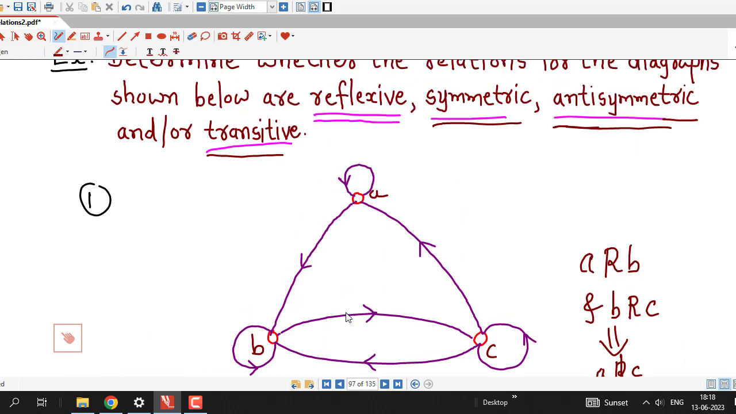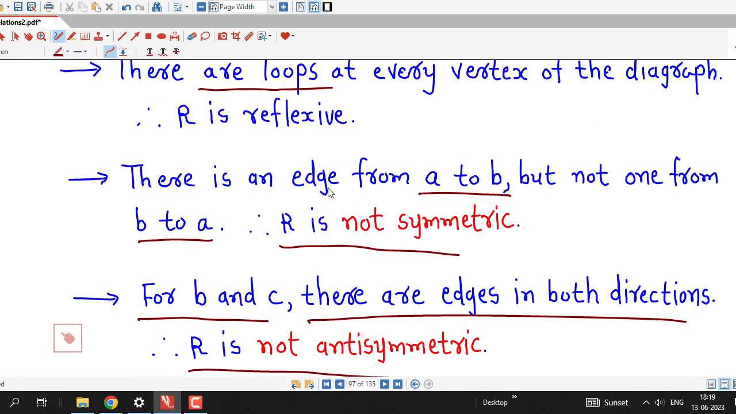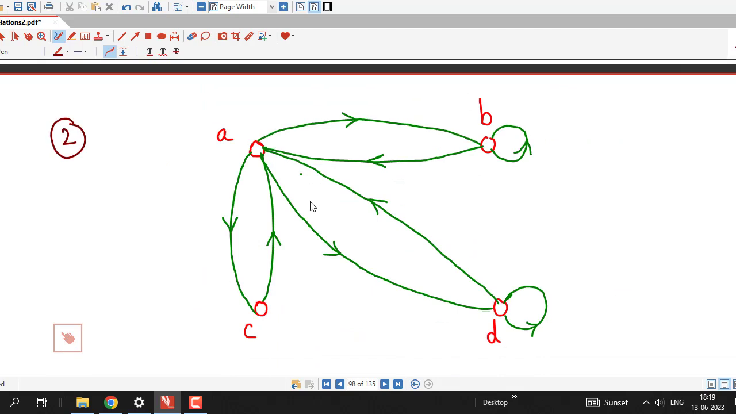So from the graph also we can directly observe some properties of given relation. We have not written the set representing this relation. From the diagram itself we are able to decide whether the relation whose diagram this is has certain properties or not. I have taken another diagram also. Here also I have to decide whether it is reflexive, symmetric, antisymmetric or transitive.